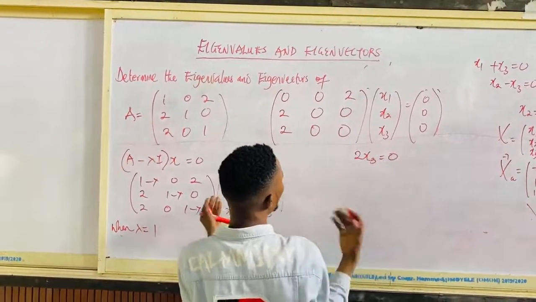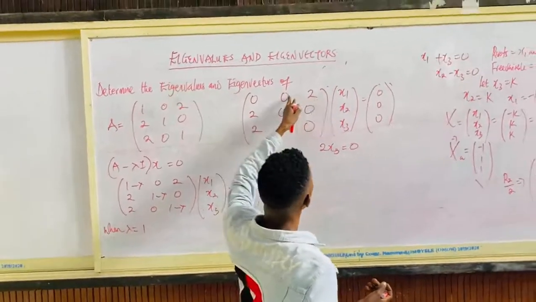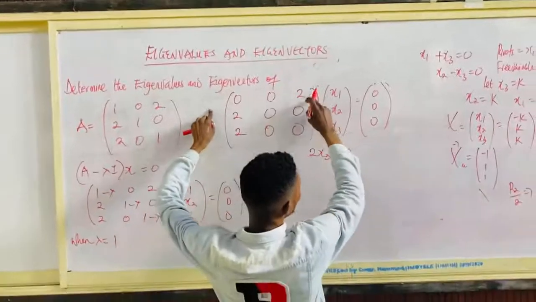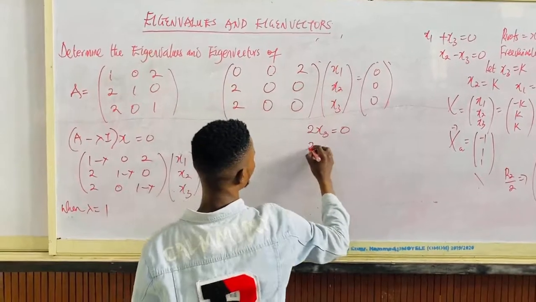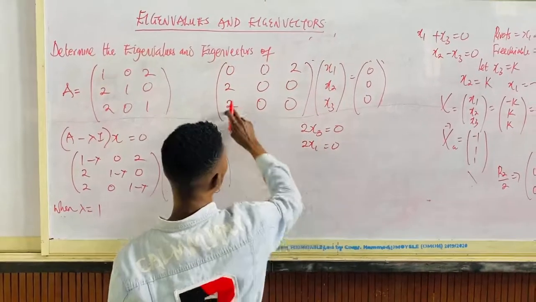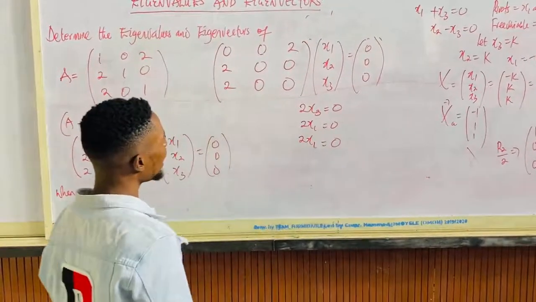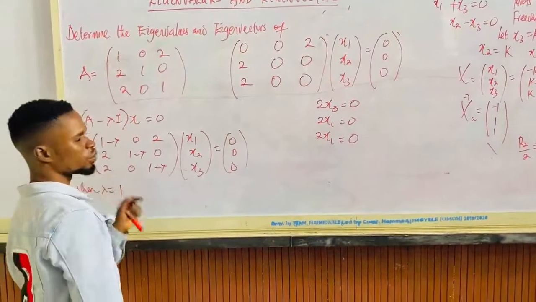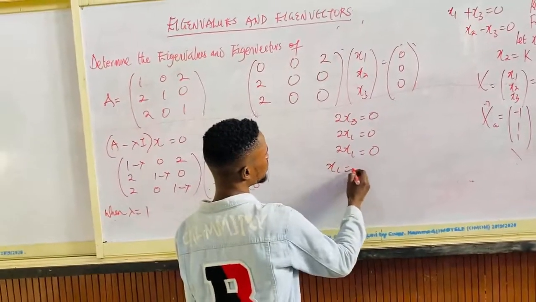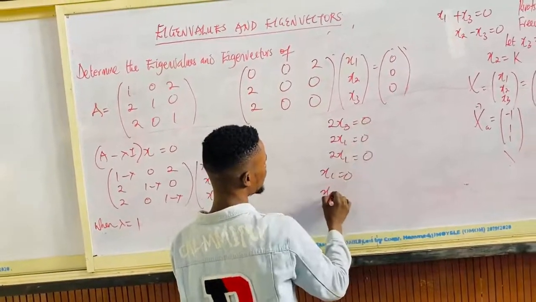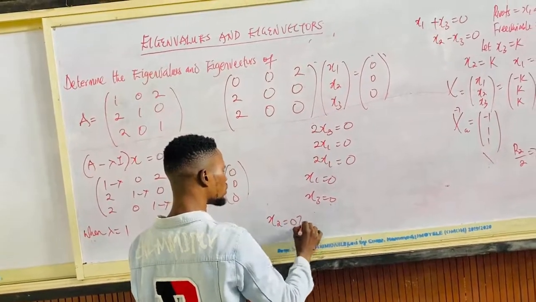0. I can still divide row 1 by 2. Okay, that's 0x1, 0x2, 2x3 equals 0. That's 2x3 equal to 0, and also 2x1 equal to 0. Now remember your vector is a non-zero vector. Now this is 2x1 equal to 0. For me, that means x1 equal to 0. 2x3 equal to 0. That means x3 is equal to 0. Does that mean x2 equal to 0?